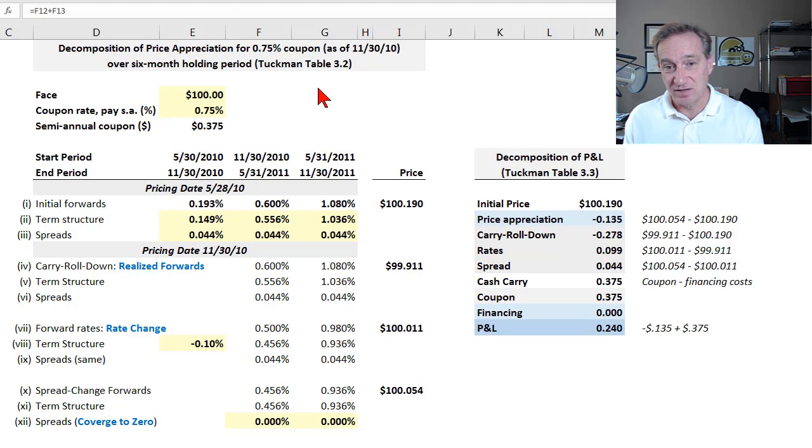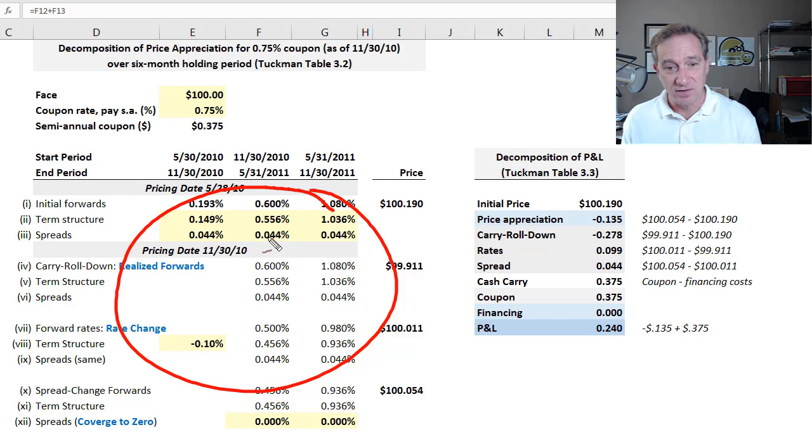So I have Tuckman's tables 3.2 and 3.3 that I've rebuilt in Excel. I know it looks like a lot, but I'm going to break it down. And we'll just keep in mind that over here on the left is the detail that informs here. This is going to feed the summary. That's the decomposition of the profit and loss. Decomposition, a fancy word for breaking it down to its pieces or components. So in this case, we have a bond as of May 30th, and then we're going to have 6 months of the passage of time, and then as the owners of that bond, or the ones who have a long position in that bond, we're going to experience a profit and loss.